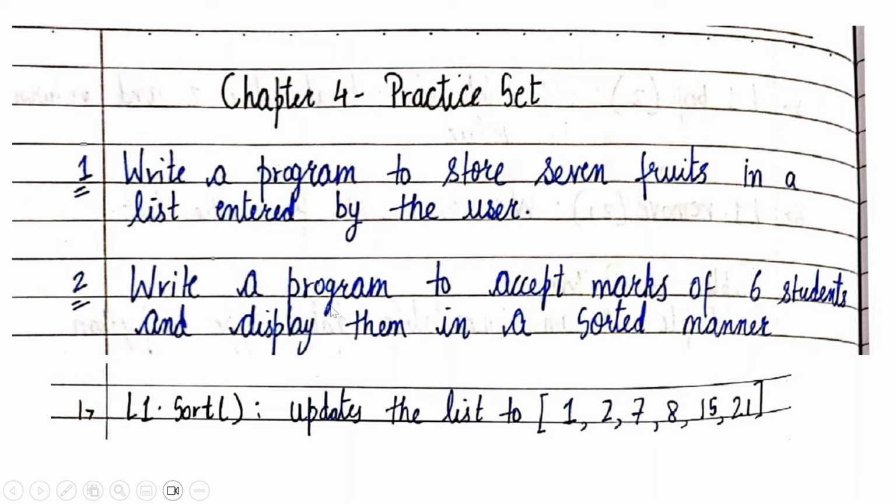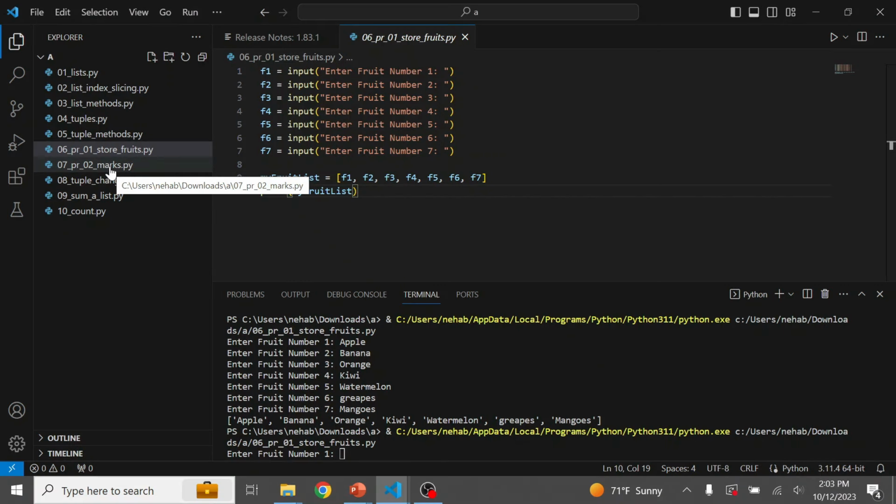Question number 2 is: write a program to accept marks of 6 students and display them in a sorted manner. If you remember, we have discussed in the theory part that for sort we use the command l1 dot sort. So we have to use the dot sort command, and sort will print the list in ascending order. Let's see in Visual Studio Code. I have already made this program.